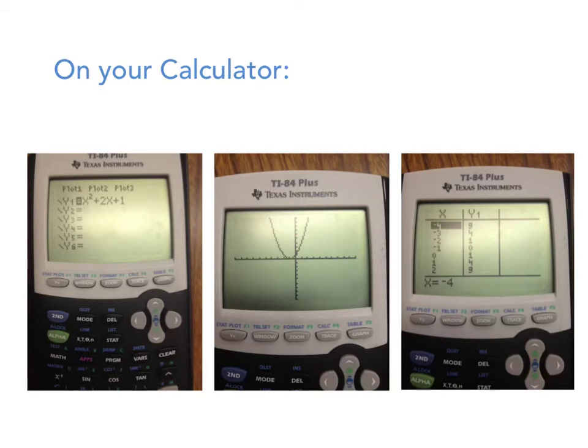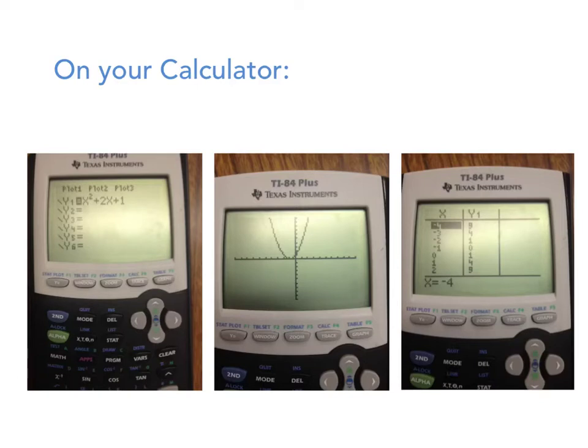So what I did is I went to the y equals button, and I entered x squared plus 2x plus 1. I got my x from this button right here, and my x squared button is right down here. It says x squared on it. And then to see it, I can hit the graph function, and that definitely matches what we had in our last slide.